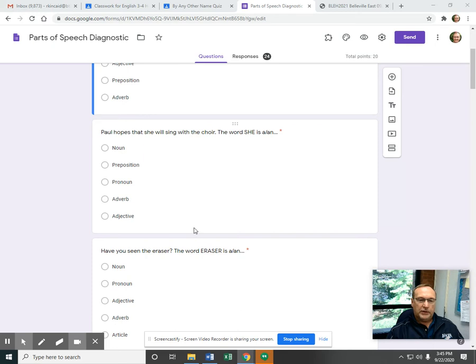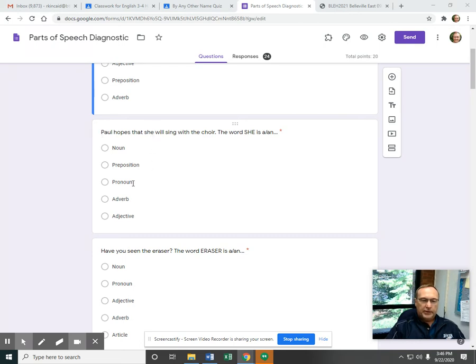Number 2 says, Paul hopes that she will sing with the choir. The word she. And the answer is, it's a pronoun. And remember that pronouns take the place of other nouns. And so we don't know who she is. We're assuming she is a female who has a name. And we're assuming that name has been mentioned prior to this sentence.